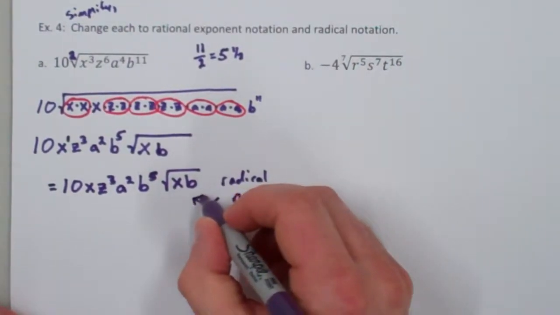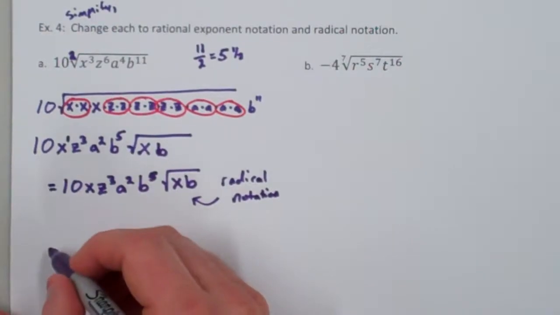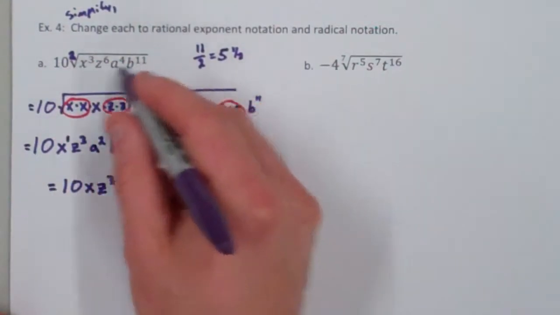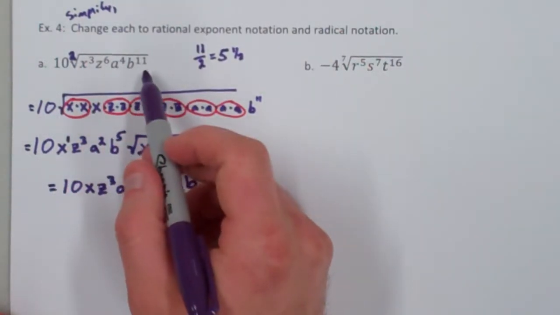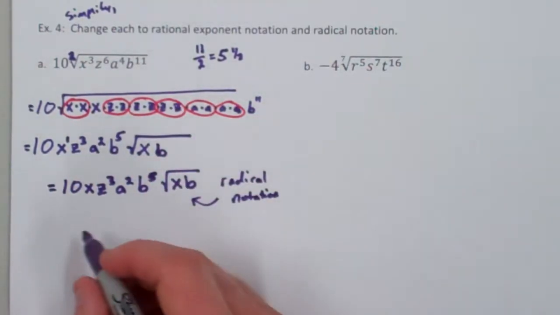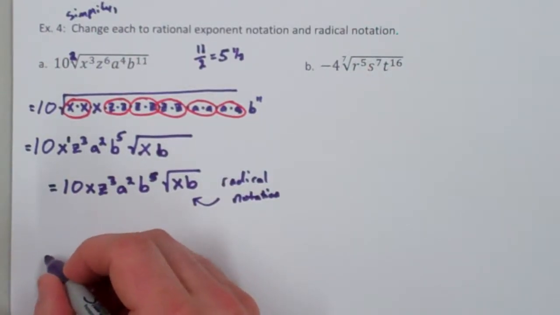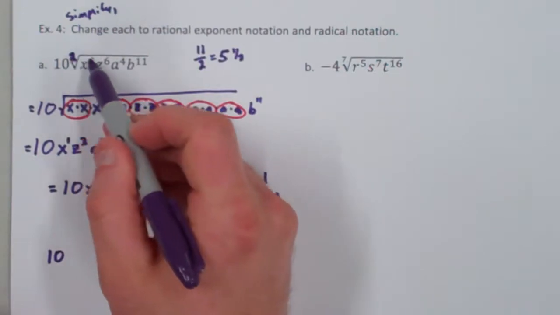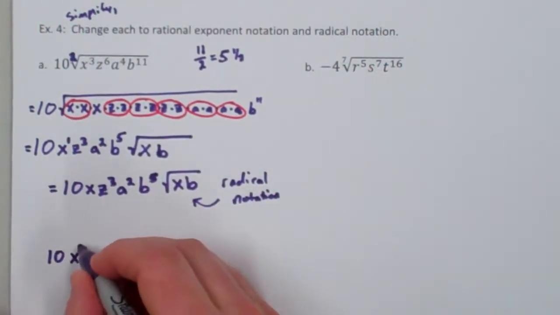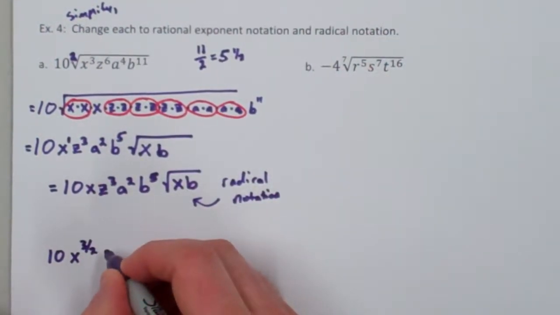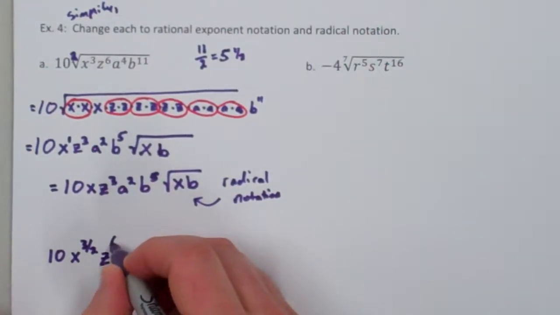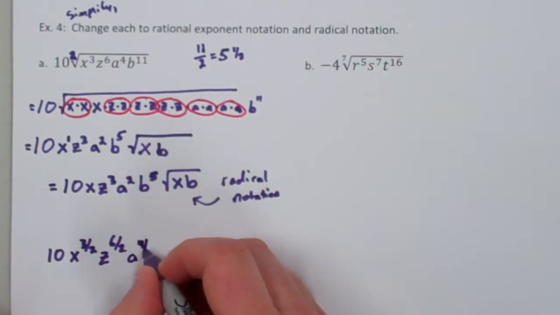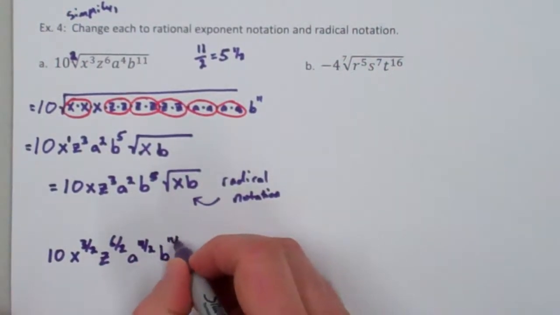And if we go back to the original problem, the original one, we've got 10, and then we've got all of these guys right here underneath the radical sign, in the radicand. And so we can say also that this would be 10. Remember, this 2 will become the denominator of a fraction, so this is x to the 3 over 2 power, z to the 6 over 2 power, and a to the 4 over 2 power, b to the 11 over 2 power.